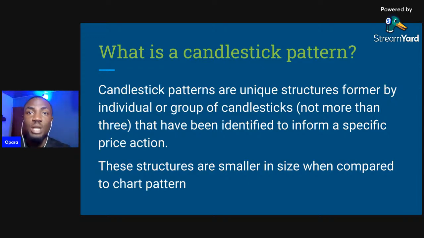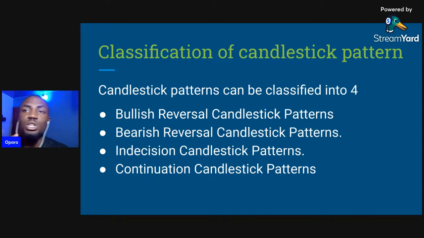As we progress, we're going to have a better understanding of what I'm trying to explain. These structures are smaller in size when compared to chart patterns. We're also going to learn about chart patterns. Chart patterns are when more than probably 10 or even 15 candlesticks, or even 40 candlesticks as the case may be, come together to form a pattern. That's when there are more candlesticks coming together. But when the number of candlesticks is 2 to 3, it forms a candlestick pattern.